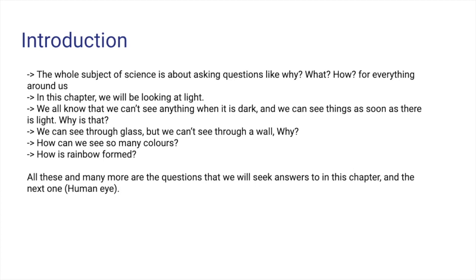Okay, so the whole subject of science is basically about asking the questions why, what, how, to everything that we observe around us. We want to understand everything. So in this chapter we are going to be understanding light. Now, how do we see things? When it is dark we can't see anything, but as soon as we switch on the light, immediately we can see all the objects around us. Why does that happen? When we switch on the light, what exactly happens that our eyes are able to see things? We want to know why.